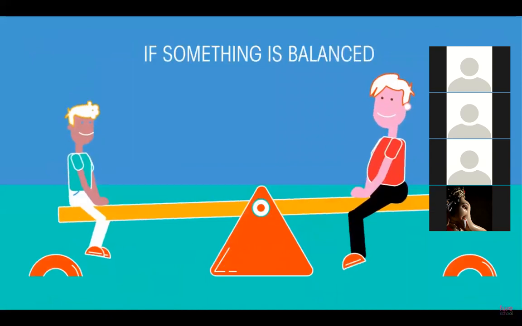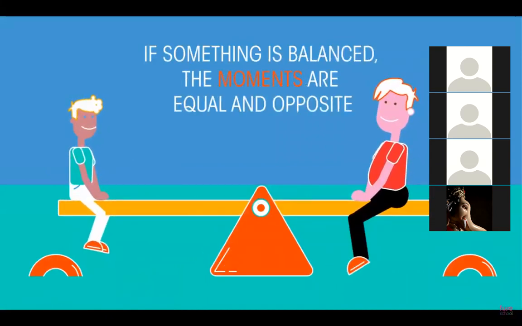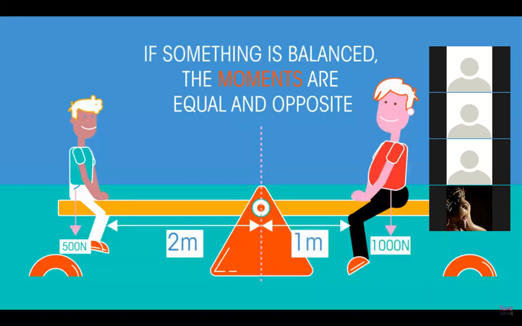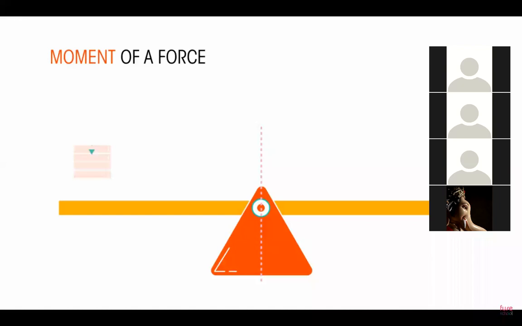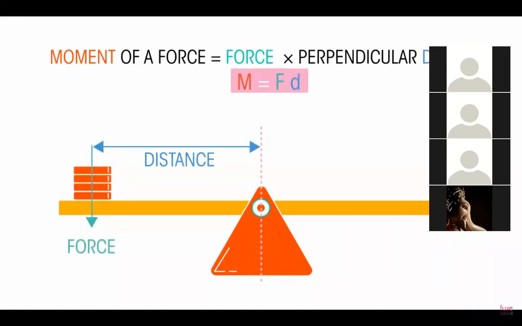Or if something is balanced or in equilibrium, the moments are equal and opposite. To be balanced, this lighter child needs to sit further away from the pivot, and the heavier child needs to be closer. This is because the size of a moment is determined by the force and a distance.